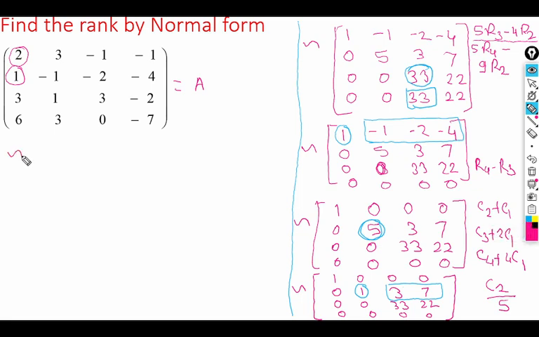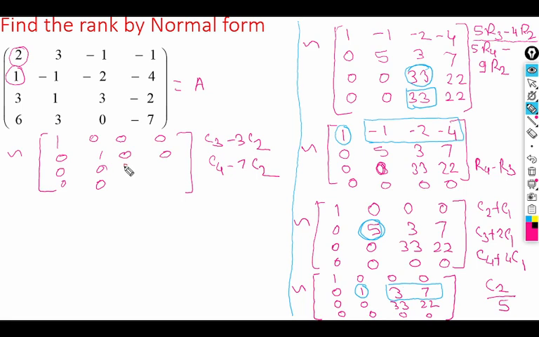So matrix becomes equivalent to, see, we take C3 minus 3C2, C3 minus 3C2, and lastly C4 minus 7C2, and you will get 1 triple zeros, 0 1 0 0, and here are 2 zeros, these are two zeros, only this 33, 22, these only left. We focus on this now.